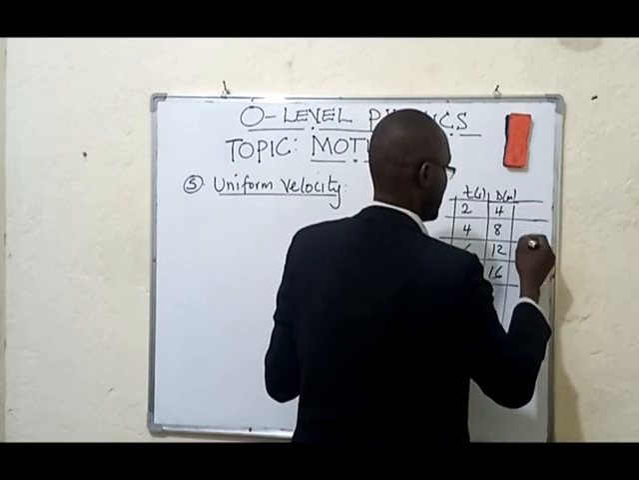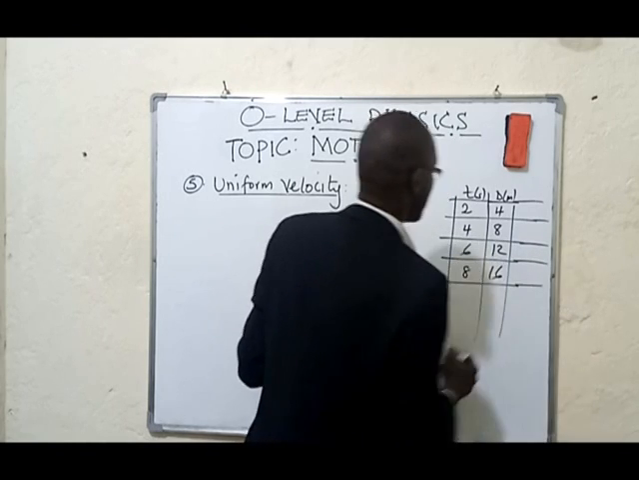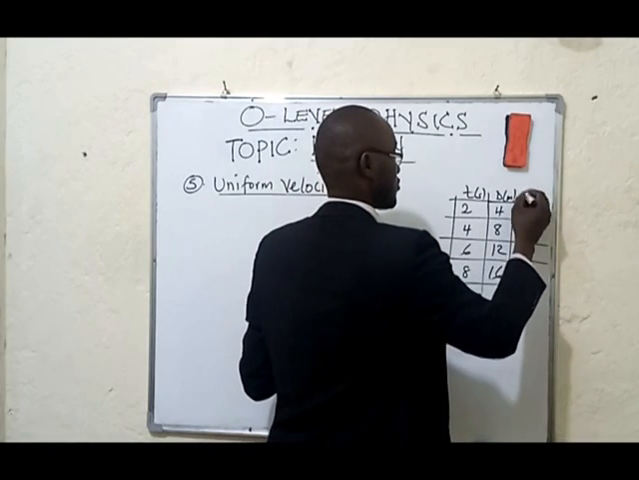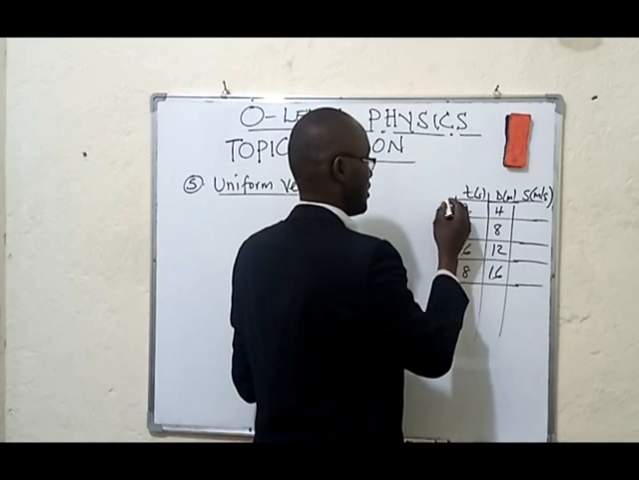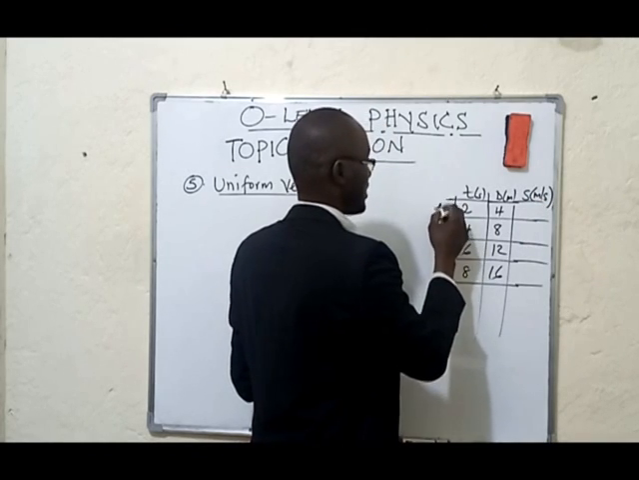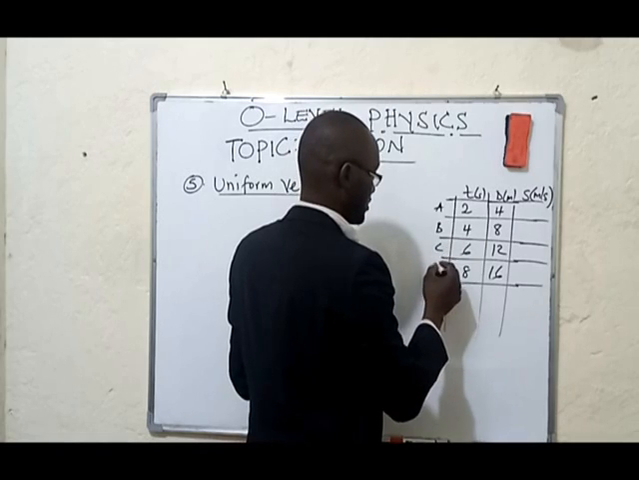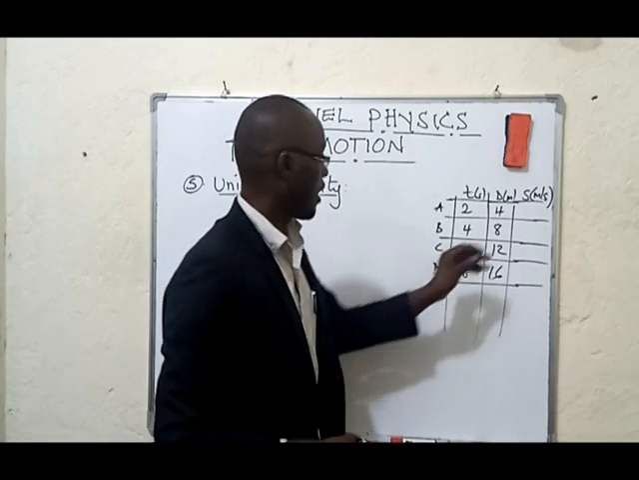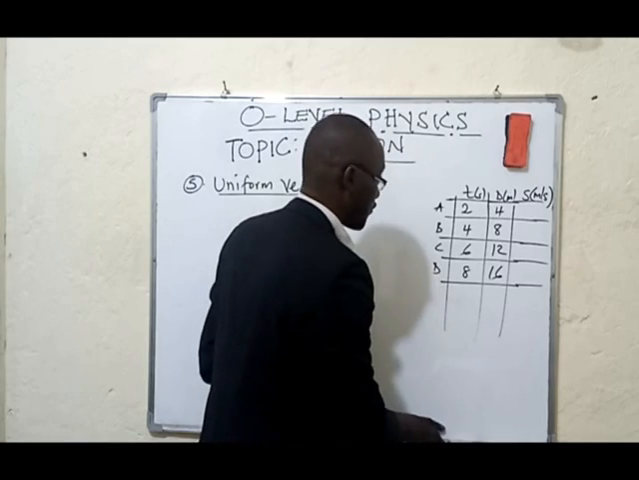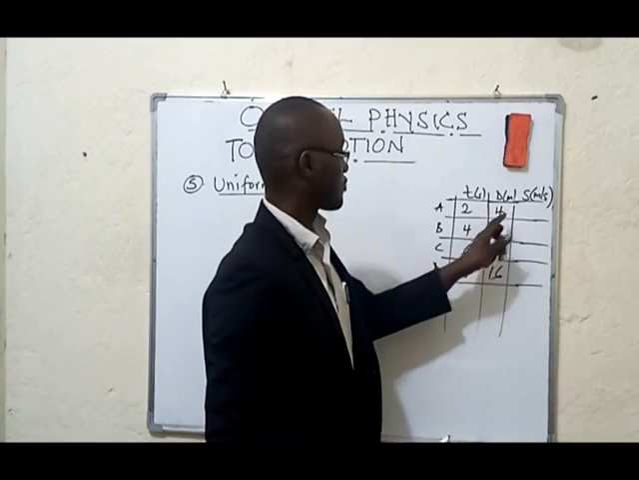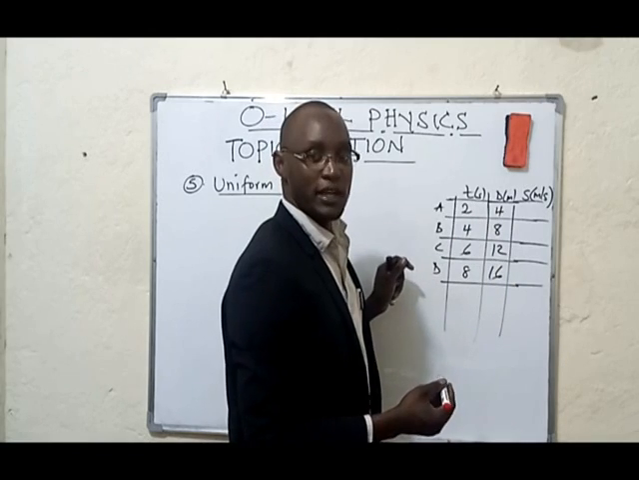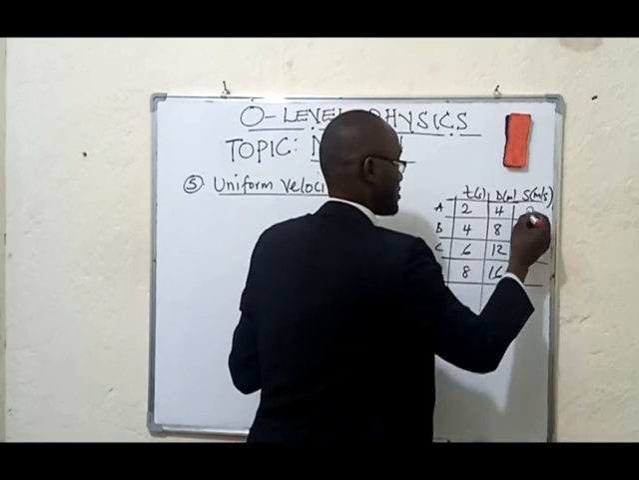Now the question is, can we go and calculate the speed? So speed in meters per second for every journey. Assuming here at point A, at point B, at point C, at point D. Let us go and see the implication of the speed. So, speed is equal to distance over time. So, 4 divided by 2, what do we get? Oh, wonderful, we get 2.